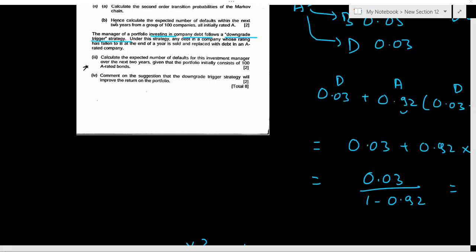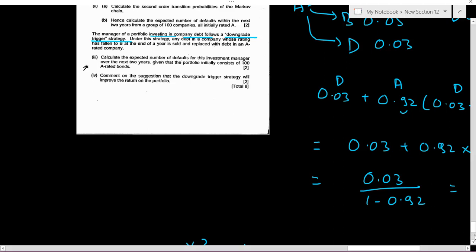Next part of the question says that hence calculate the expected number of defaults within the next 2 years from a group of 100 companies, all initially rated A. So you have 100 companies which were all initially rated A, and you want to calculate the expected number of defaults, that is the number of companies which get into D, which are rated D within the next 2 years. Okay, so let's try to see that.